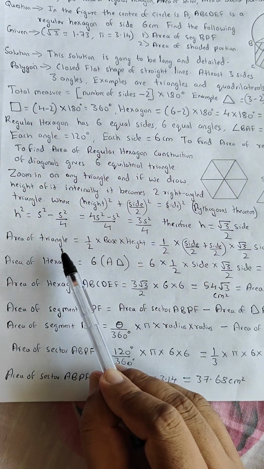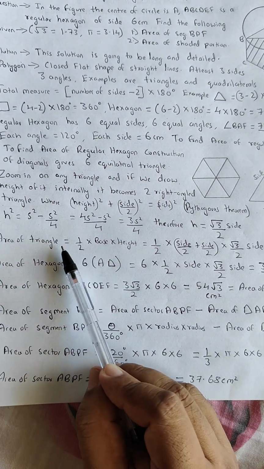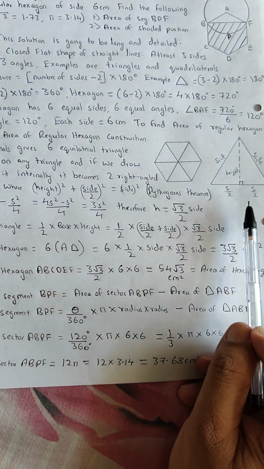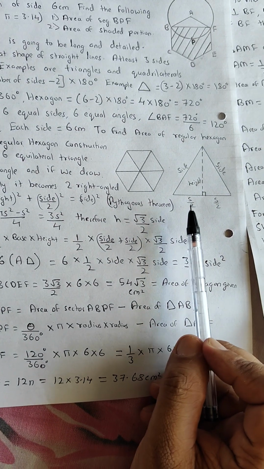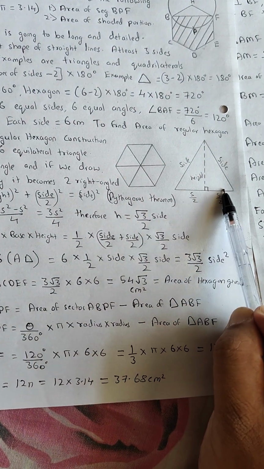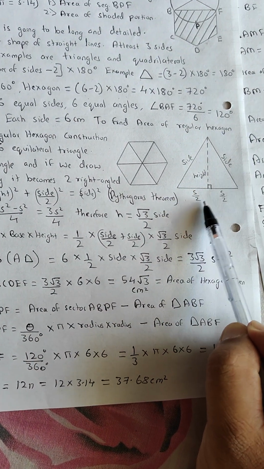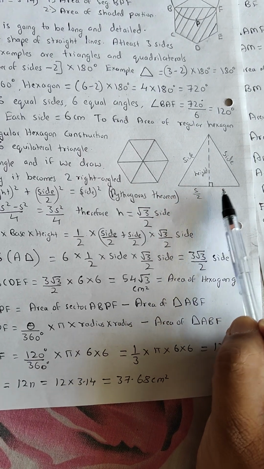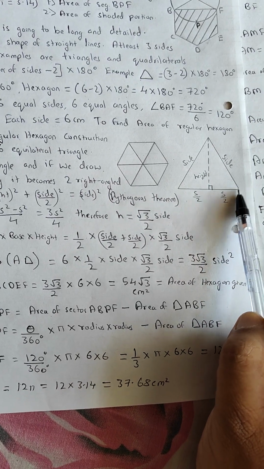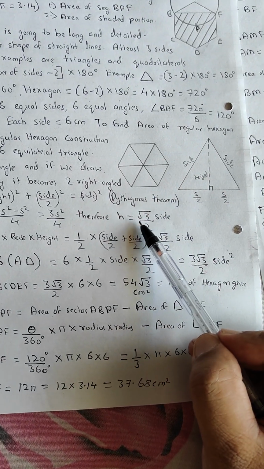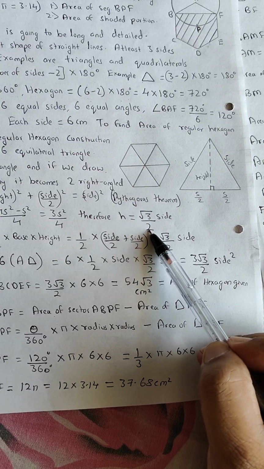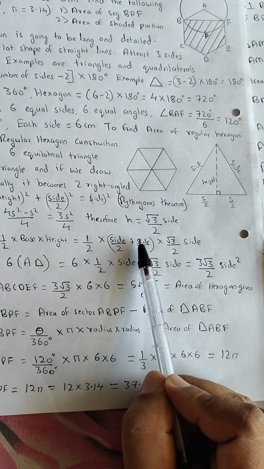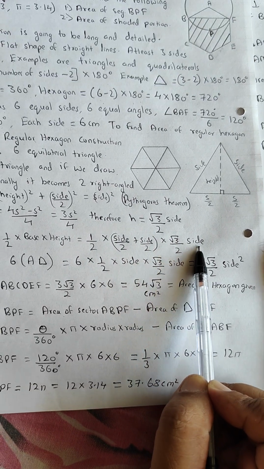But we are interested in finding area of triangle. Area of triangle equals half into base into height. In this particular case, if you look clearly, this will be half into base. But this base is side upon 2 plus side upon 2. Base, the complete base जो है वो side upon 2 plus side upon 2 है. Multiply by height. Height क्या है? Height is the one which we have calculated just now, root 3 upon 2 into side. So this is the formula for area of triangle, half into side upon 2 plus side upon 2 into root 3 upon 2 into side.